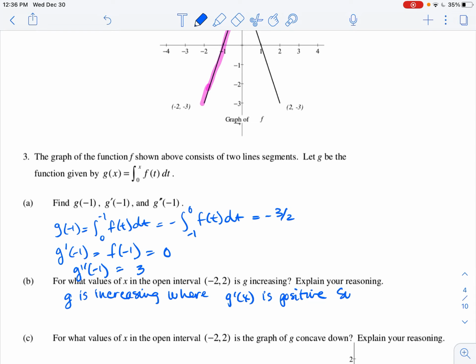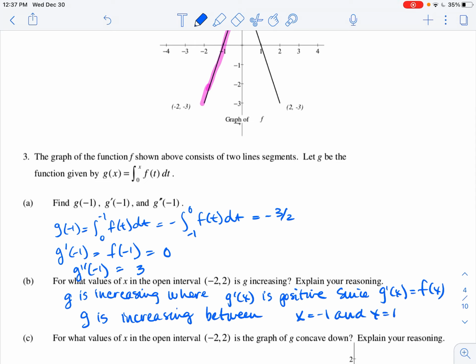And since g prime of x is equal to f of x, we can see between -1 and 1, g is increasing. And we could say because f of x is positive.